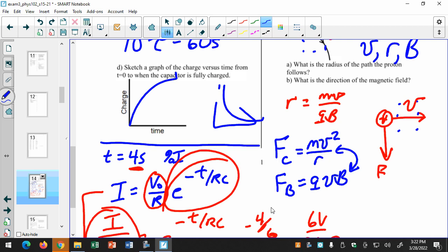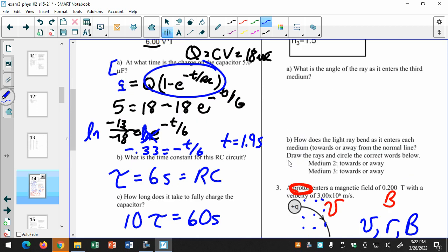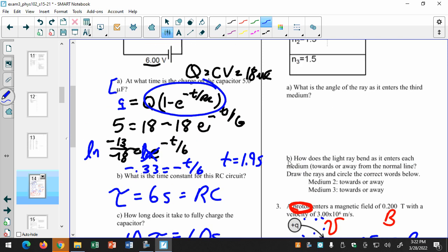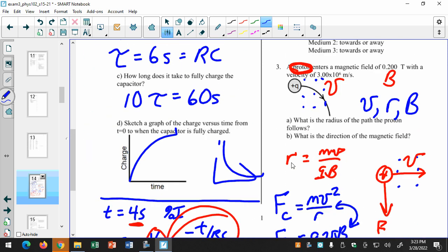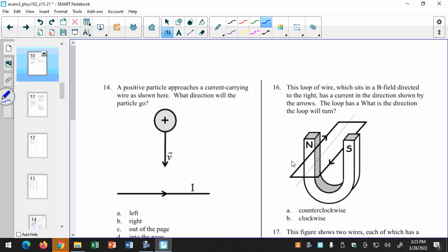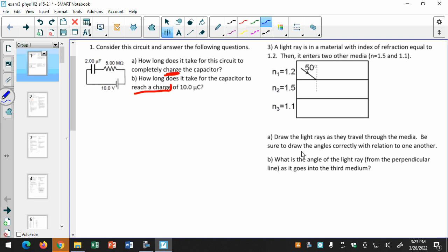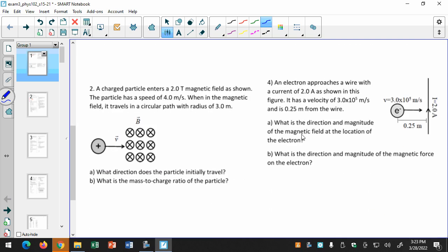Okay? You're going to have a little right-hand rule going on. Probably have to calculate the mass to charge ratio like we've been doing in class. So what was that? That was capacitors. What was the third question that we have? What did I tell y'all? Oh, it was like the wire. So one, like number 4, where you have to calculate the magnitude and direction of the magnetic field at the location of the electron.